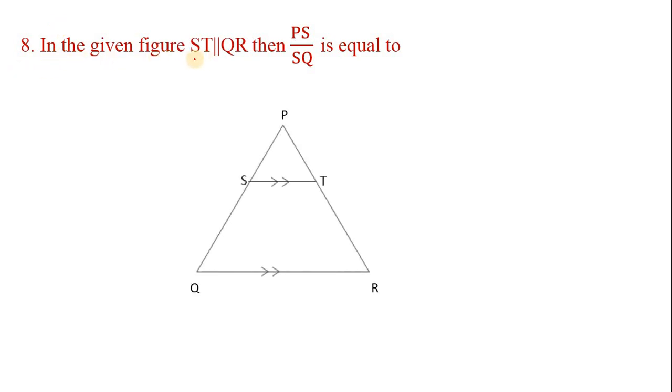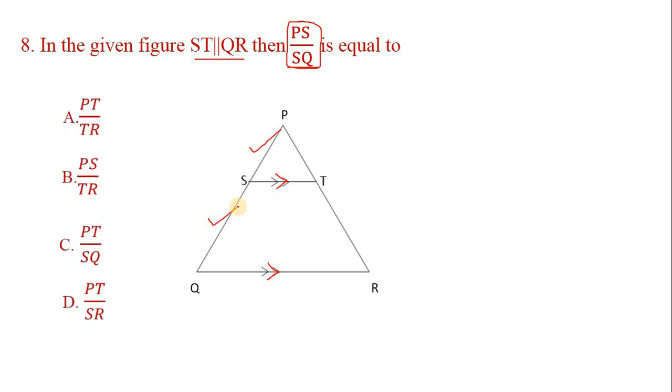In the given figure, ST is parallel to QR, then PS by SQ is equal to. As you look at this figure, they have clearly shown that ST is parallel to QR. So when ST is parallel to QR, according to Thales theorem, we can write PS by SQ is equal to what?